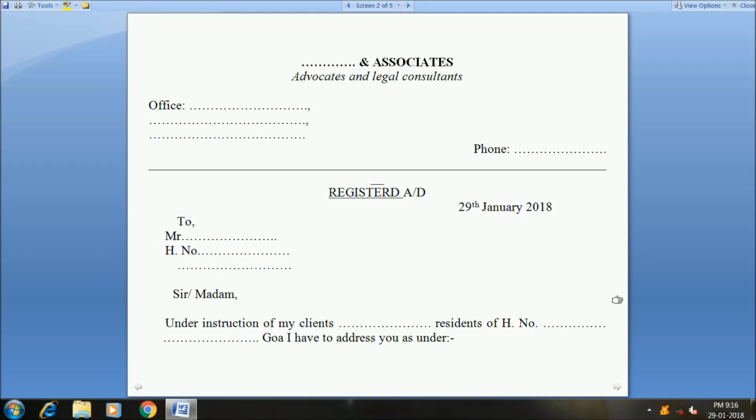You can also follow a different system. For example, I am concerned for my client, Mr. So and so, who is the resident of so and so, and accordingly, I have the privilege of addressing you upon his instructions. That is also a system that is followed, and that is used by many advocates. I personally prefer to use it this way.